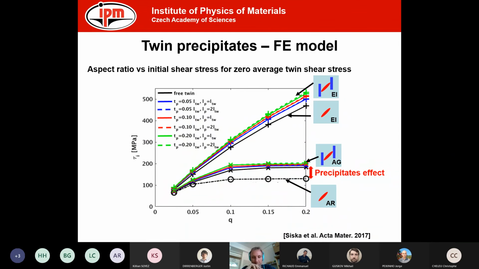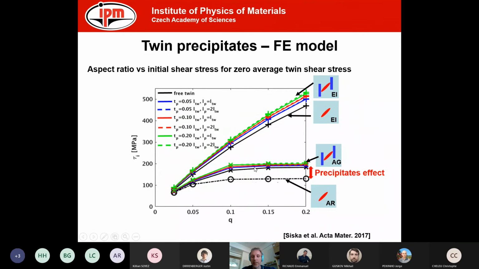And what happens in the relation of the twin aspect ratio and the initial applied stress? Again, we took the zero average shear stress as an equilibrium condition. So just for comparison, here you have a purely elastic case, and you can see that the presence of precipitates increases the initial stress necessary for equilibrium. So this is the geometrical effect of precipitates.